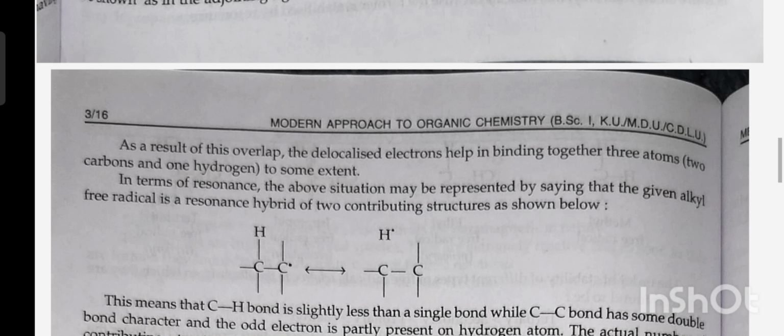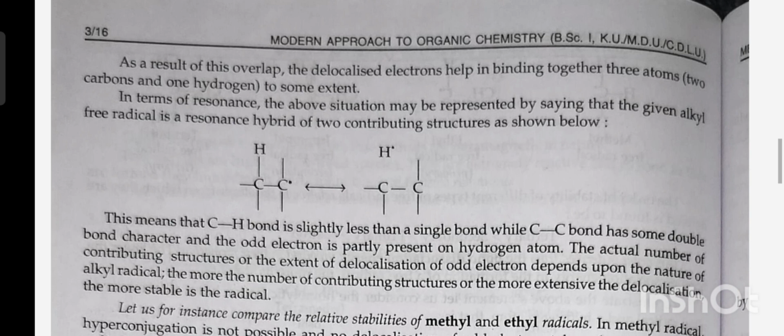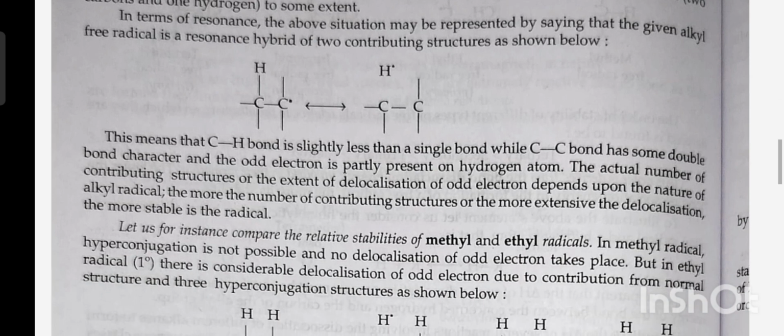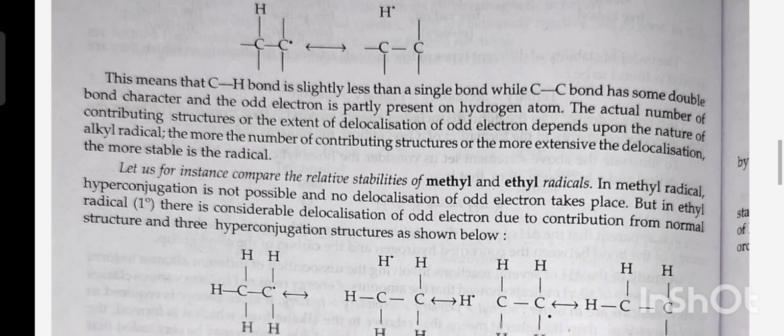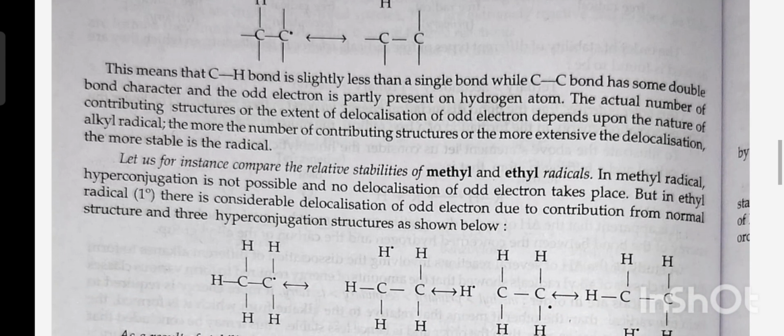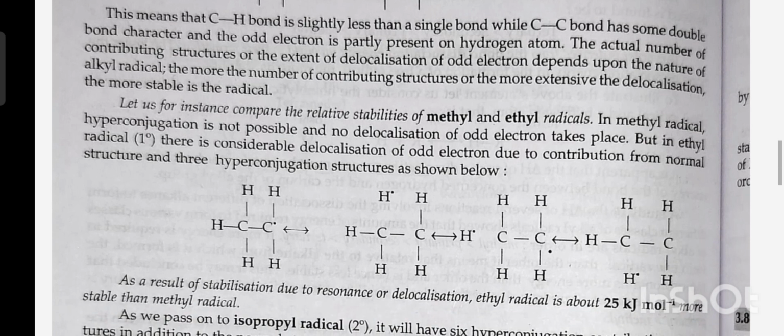In terms of resonance, the above situation may be represented by saying that the given alkyl free radical is a resonance hybrid of two contributing structures as shown below. This means that the carbon-hydrogen bond is slightly less than a single bond, while the carbon-carbon bond has some double bond character and the odd electron is partially present on a hydrogen atom. The actual number of contributing structures and the extent of delocalization of the odd electron depend upon the nature of the alkyl radical. The more the number of contributing structures, the more extensive the delocalization, the more stable is the free radical.